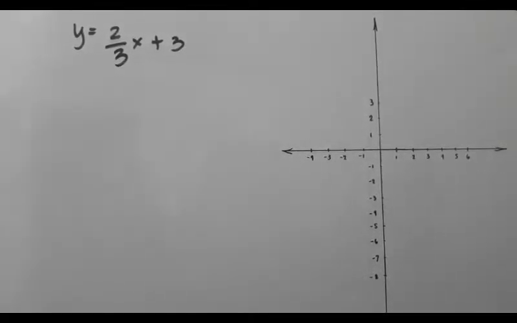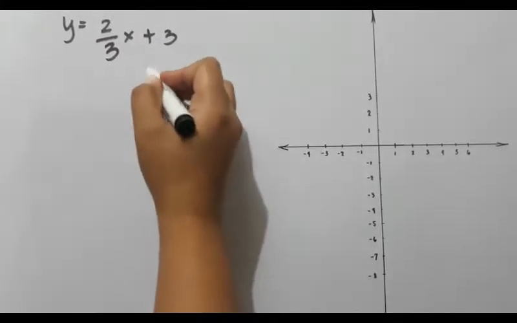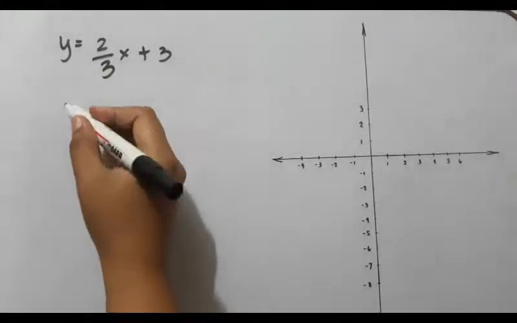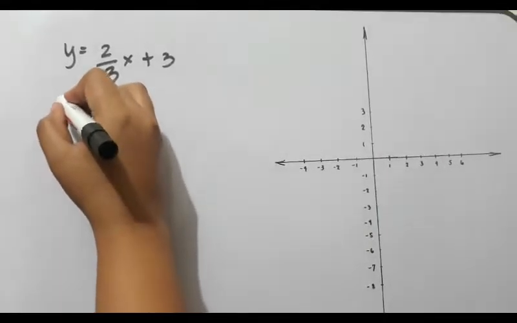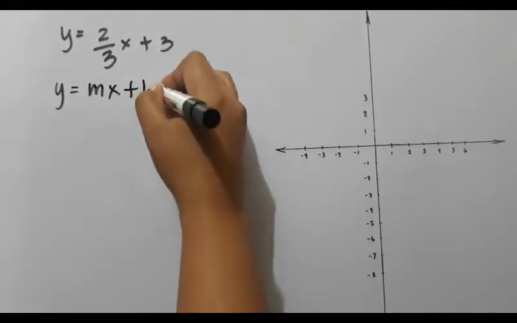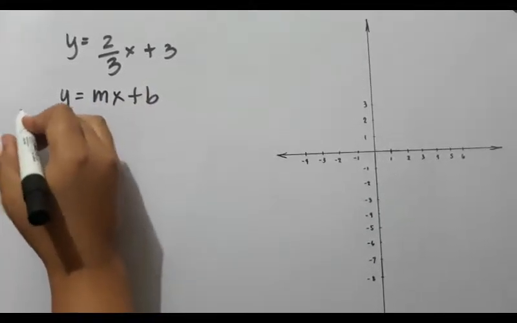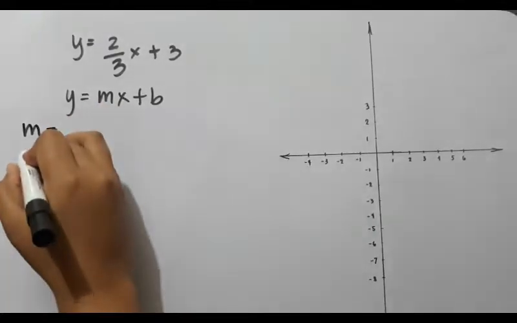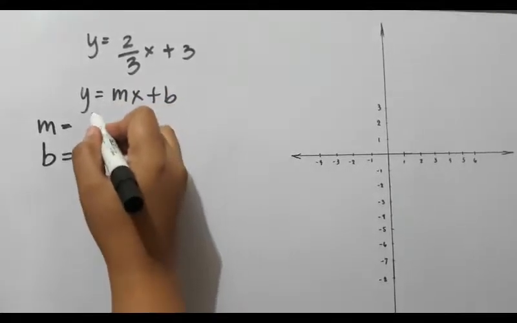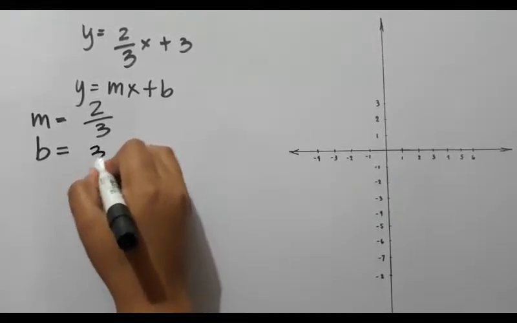Now let's start graphing. We have here y equals 2/3x plus 3. First, we need to transform the equation into the slope-intercept form, which is y equals mx plus b. Since this is already in the slope-intercept form, the next step is to find the slope and the y-intercept. The slope in this equation is 2/3, while the y-intercept is 3.